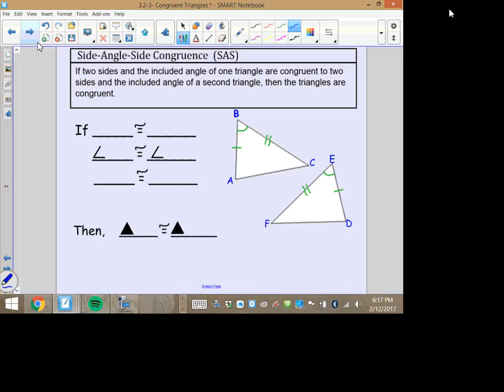Our next theorem is side-angle-side. We have side AB congruent to side DE. That's a side. We have angle B congruent to angle E. That's an angle. And then we have side BC congruent to side EF. Therefore we can conclude that triangle ABC is congruent to triangle DEF.